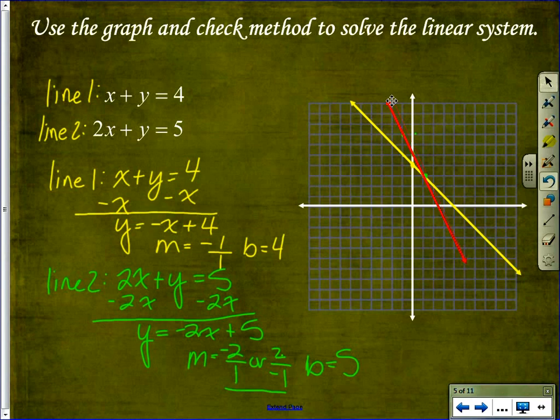Okay, and our answer is where the two lines cross, which in this case is where? 1, 3. Can you guys see the pink back there? Okay. Yeah, but this is where the two lines what? Intersect. That's the answer. We always go x first, side to side first. So I went over 1 and up 3.